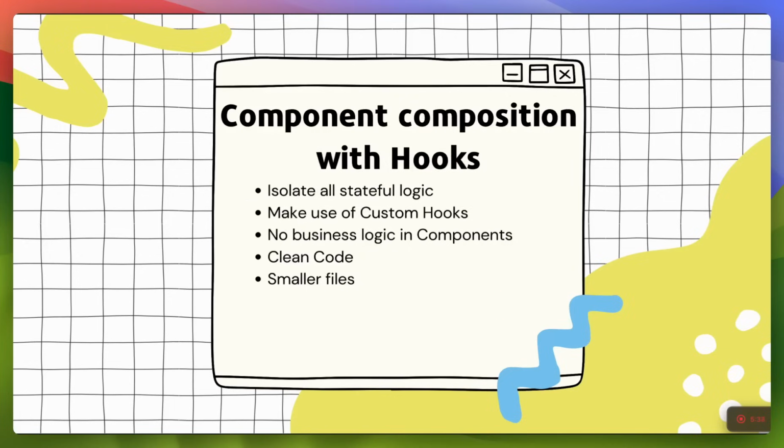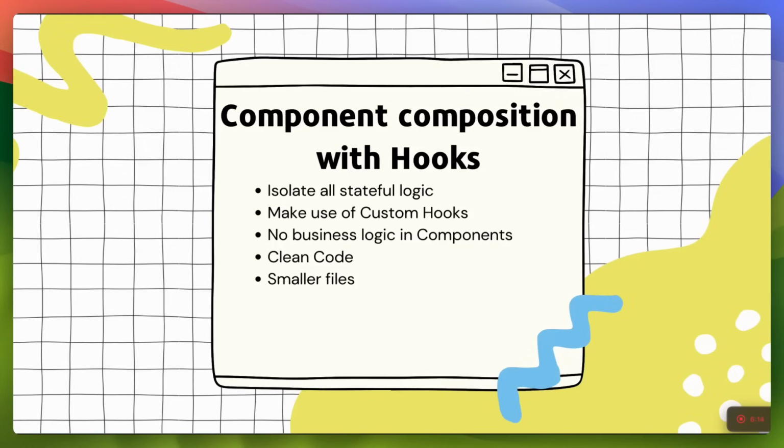The second design pattern in React is the component composition using hooks. So, like in our last example, you saw that the parent component houses all the business logic. This design pattern, component composition with hooks, suggests that you take out all of the business logic from components and put it inside of custom hooks. By doing so, no business logic will reside in the components, which will result in cleaner code and smaller files.